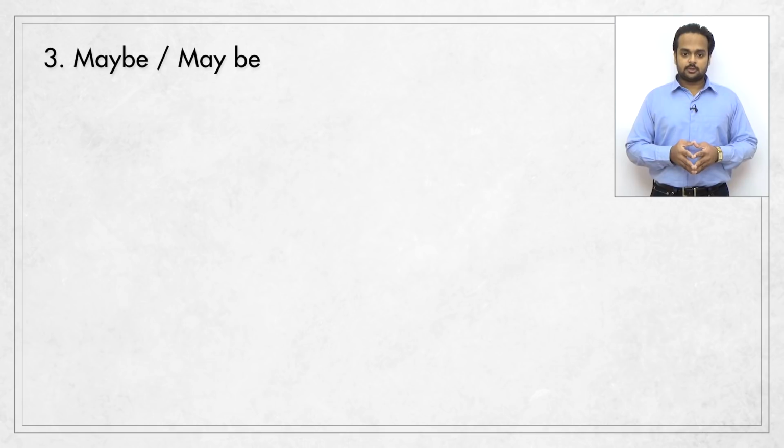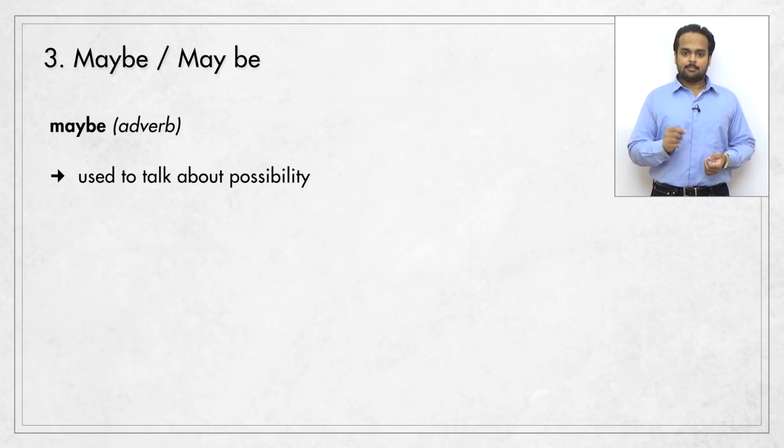Next up are the words maybe and may be. Again, the difference is the space. These words are very close in meaning. Both of them are used to make guesses or talk about possibility. When we write maybe as a single word, it's an adverb.